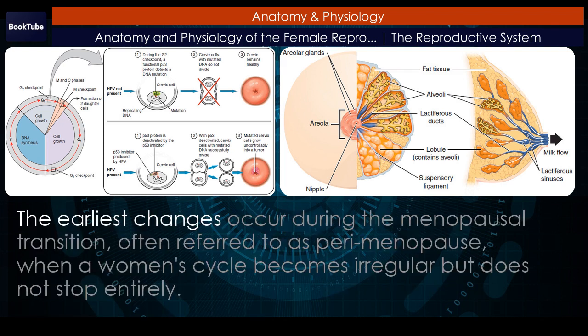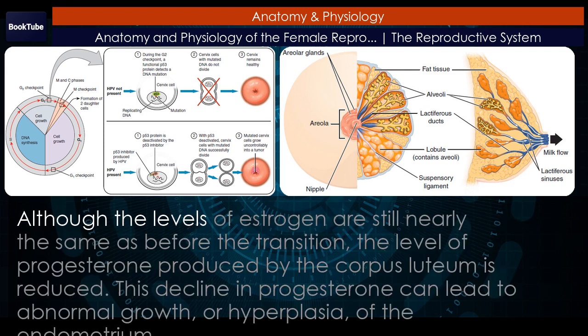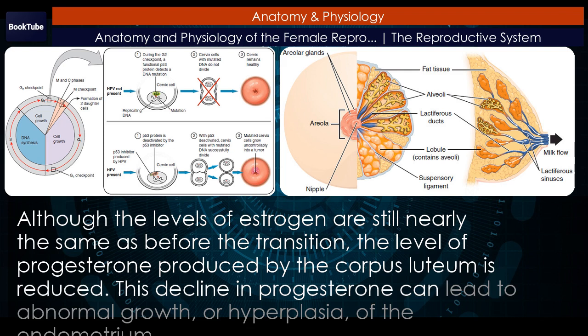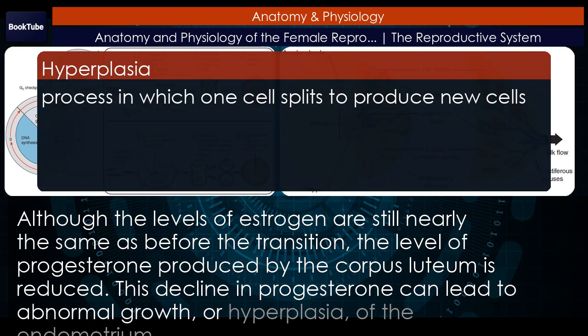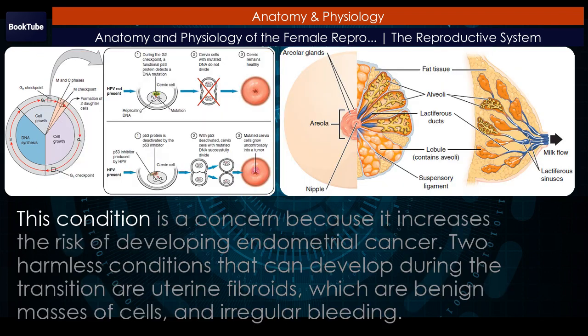The earliest changes occur during the menopausal transition, often referred to as perimenopause, when a woman's cycle becomes irregular but does not stop entirely, although the levels of estrogen are still nearly the same as before the transition. The level of progesterone produced by the corpus luteum is reduced. This decline in progesterone can lead to abnormal growth, or hyperplasia, of the endometrium. This condition is a concern because it increases the risk of developing endometrial cancer.